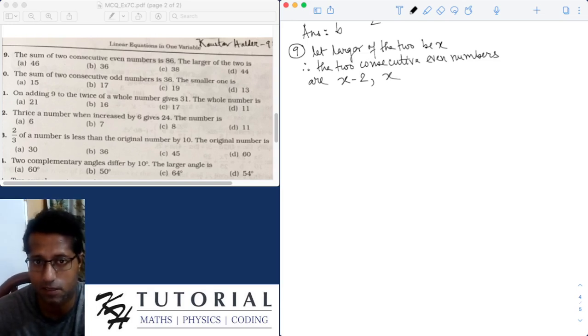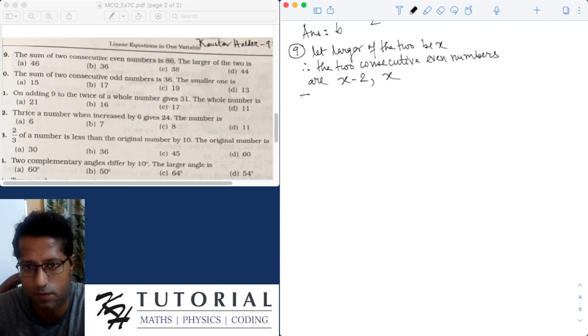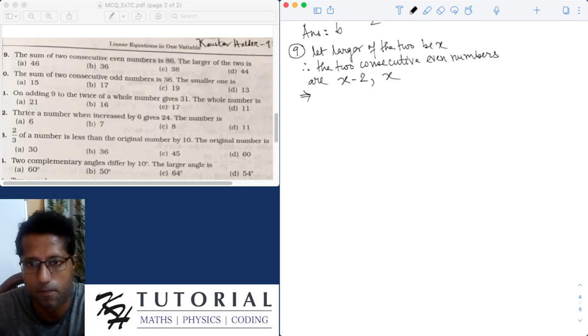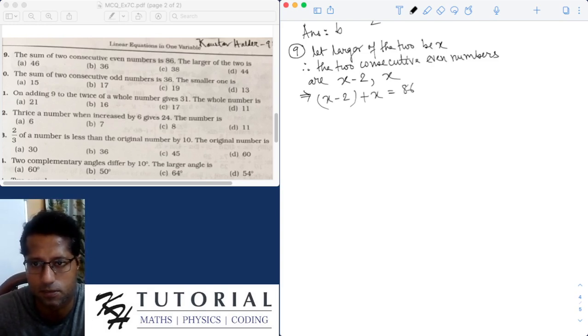So we are assuming that the larger of the two even integers is x. If the larger one is x, then the smaller one will be the larger one minus 2. So the smaller even integer is x minus 2 and the larger one is x. Now as per the given condition, the sum of the two consecutive even numbers is 86. So x minus 2 plus x is given as 86.